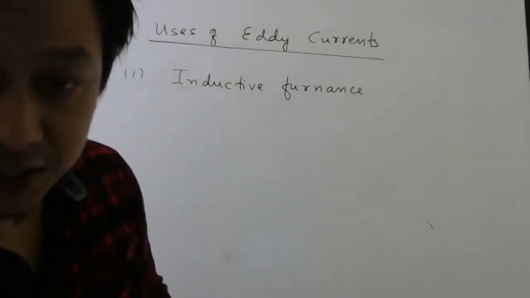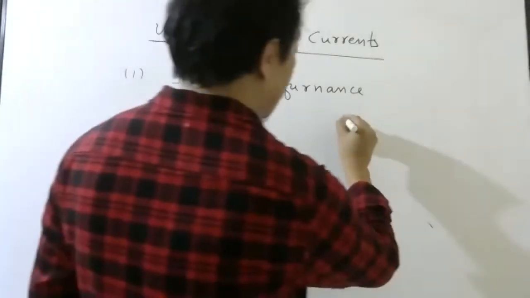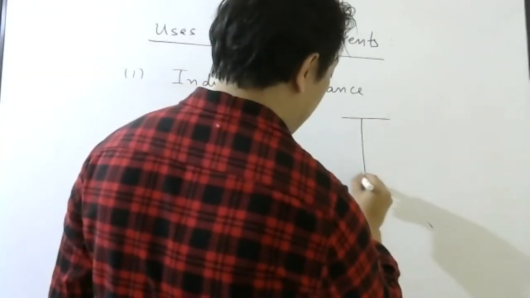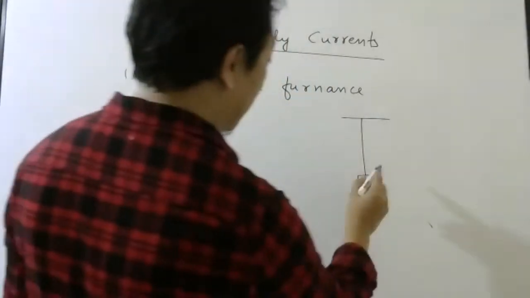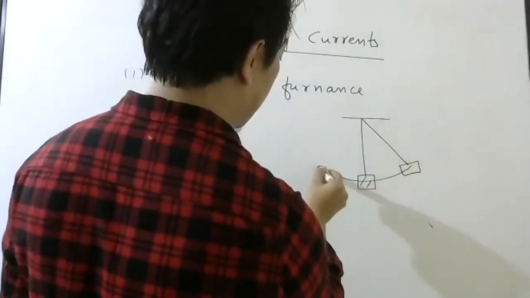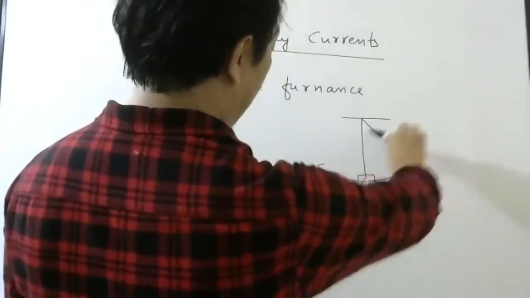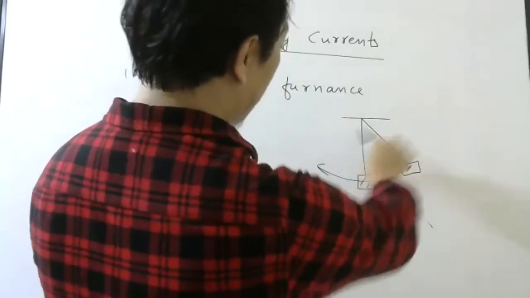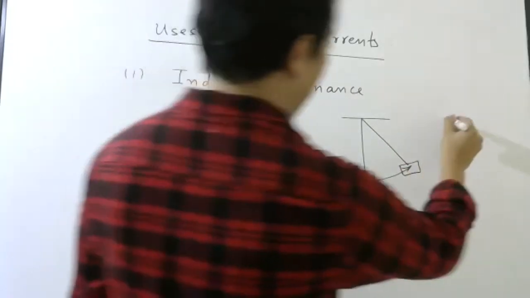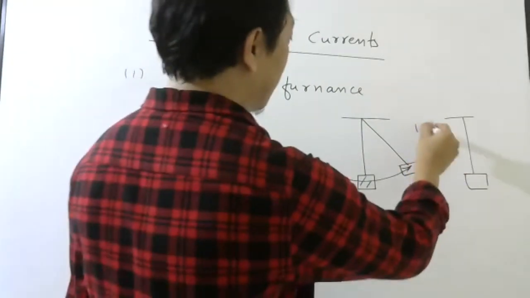Okay, now to understand the other two applications, listen carefully. Suppose you have a metallic body like this, and you make it oscillate. Take it till here and then you leave it. It will oscillate, and due to air resistance, all its energy which I have given, the kinetic energy, will be lost to the air. So ultimately it will stop. Let us say it took 10 seconds.